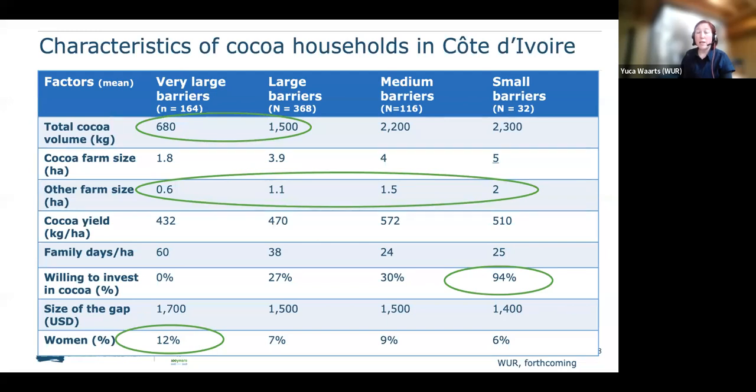So this basically helps to design strategies. If you know the households in your sample or in your supply chain, and you know what barriers or opportunities they have, you can design better interventions. Next slide, please.